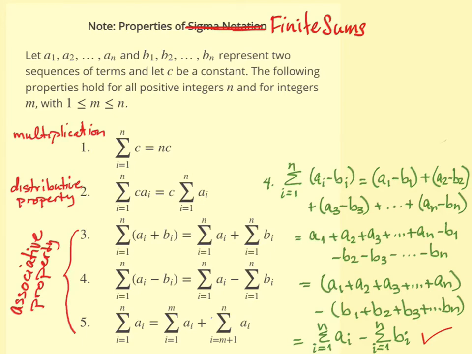And you can do the same thing with property 3 and property 5. Just rewrite what the left side says. Just write it out, expand it. Then regroup the terms and then write them in sigma notation. So let's look at how to use these properties. Let's look at an example.